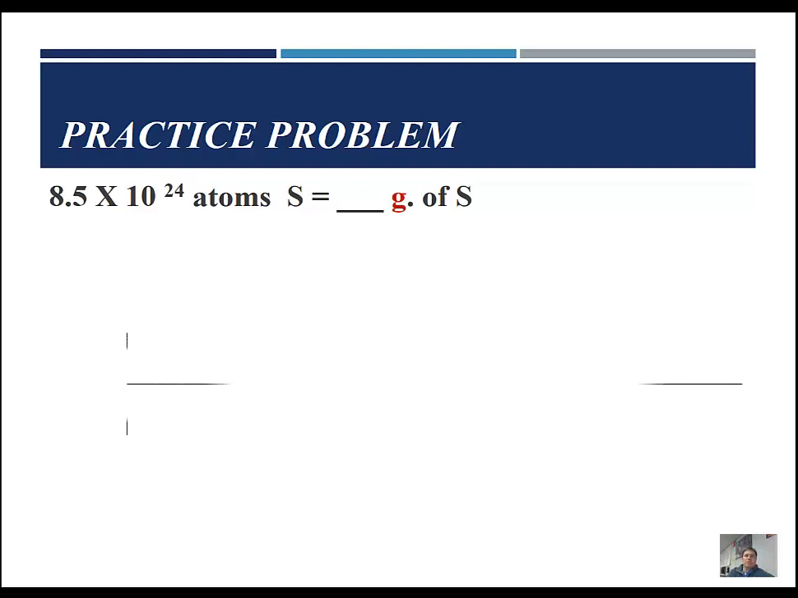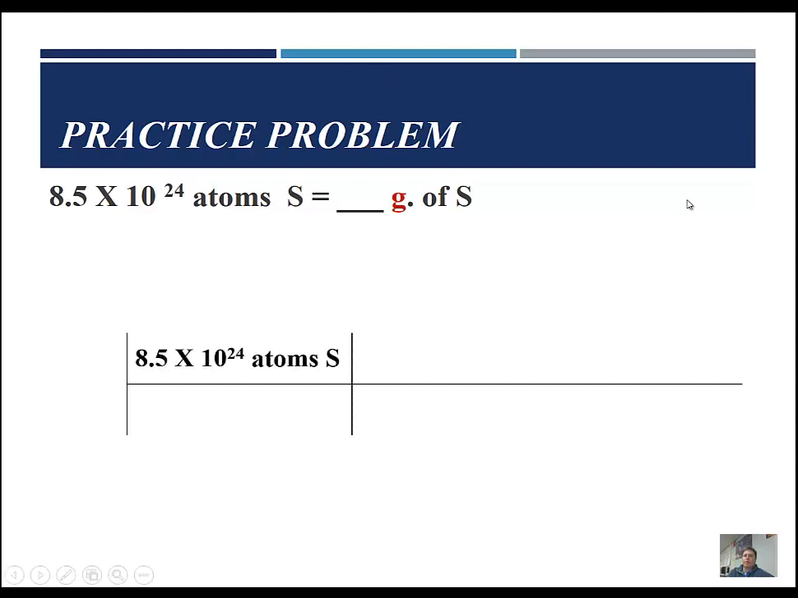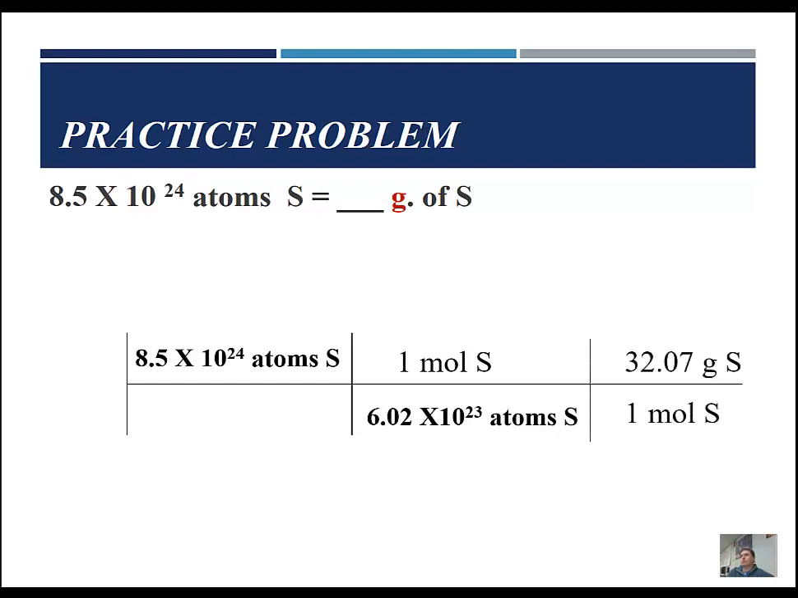All right, so we start with what we're given, 8.5 times 10 to the 24th. First thing I have to do, I'm thinking my Y chart, I got to go from particles up here down to moles. Well, I want to get rid of particles, so I know that 1 mole is equal to 6.02 times 10 to the 23rd atoms. And then the final step is to go from the middle at moles, up to grams, my connection to my molar mass. Well, from the previous problem, I know that 1 mole of sulfur weighs 32.07 grams.